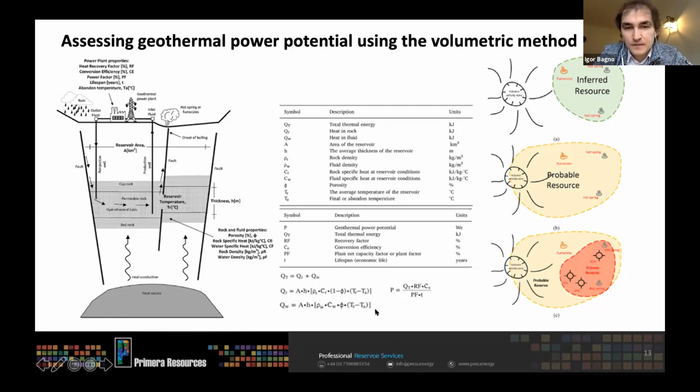Same for water. And for the plant capacity, for the plant potential, we basically take the total heat which is in the system, and we make an assessment of the recovery factor of the heat, essentially, and the conversion efficiency, which depends on the type of the plant and the plant configuration. And there are 2 other factors: the plant net capacity, basically the efficiency of the plant, the time that plant is in operation, and the time of the project, the lifetime.